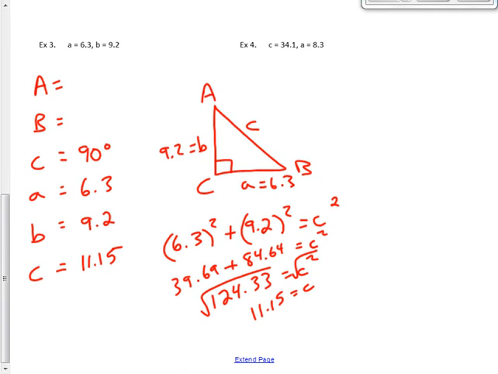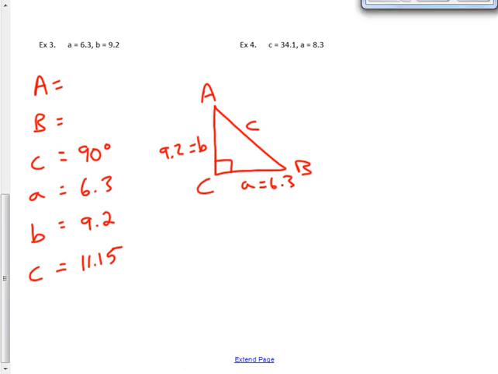Now I need to find the angles in this. In order to find the angles, I'm going to need to use a trig function. So let's do the sine of angle A. Why that turned blue, I'm not 100% sure. So sine of A is equal to the opposite, which is 6.3, over the hypotenuse, which is 11.15. Now, I can use that. I rounded the 11.15, and that causes my answer again to be rounded at the beginning and then rounded at the end.